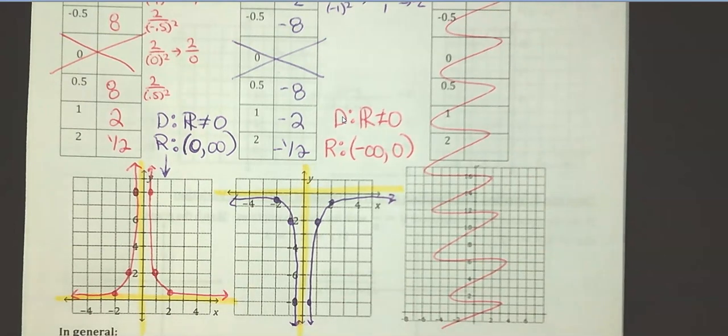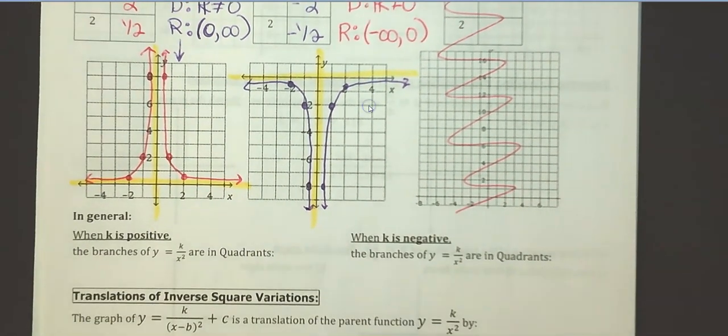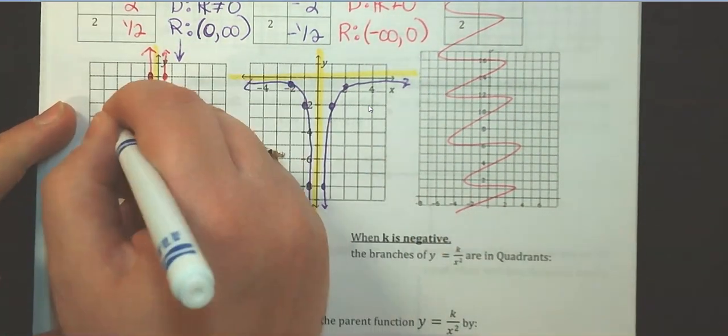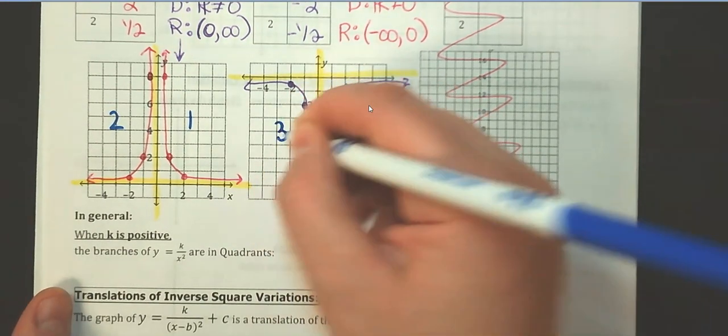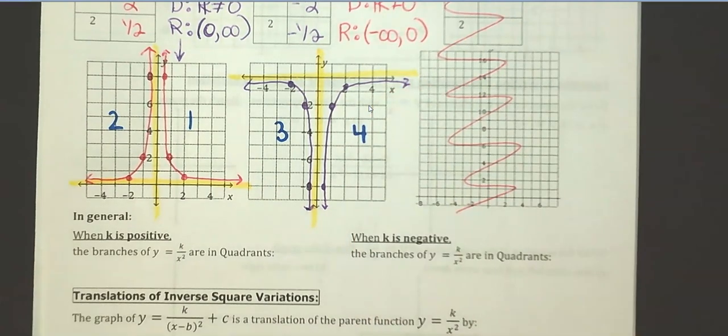Okay, so I'm just going to label this on the graph real quick, and I can draw it too if you want me to. But this first graph we did, these branches would be in quadrants 1 and 2. So if that number on top is positive, you got an x squared in the bottom, you're going to be in quadrants 1 and 2. The second graph we did is if a negative number is on the top and an x squared on the bottom. So that puts it in quadrants 3 and 4.